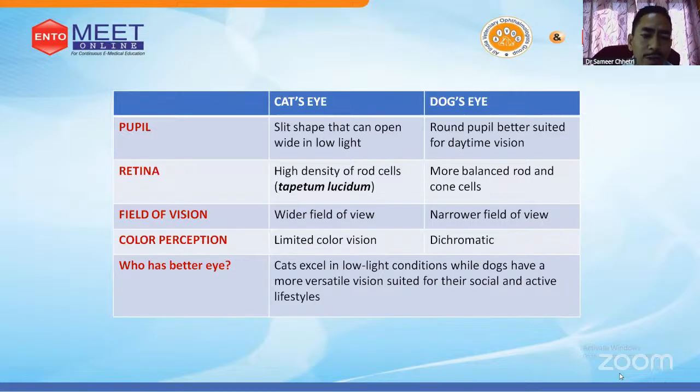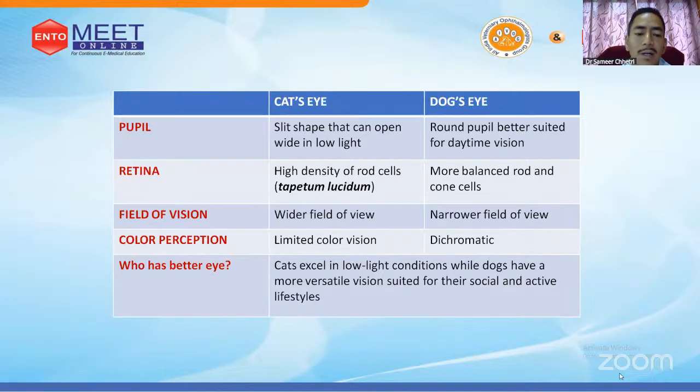When we're talking about the field of vision, it's a wider view in the case of the cat's eye compared to the narrow view in the dog's eye. In color perception, both animals are almost the same, but the dog's eye is more dichromatic. So when we talk about who has the better eye, both animals have their own respective adaptation to the light condition.